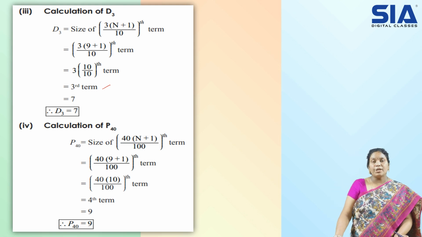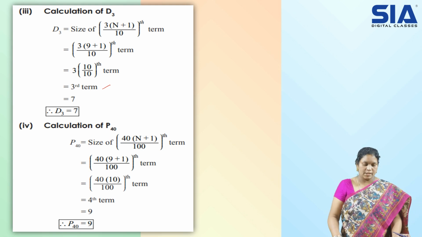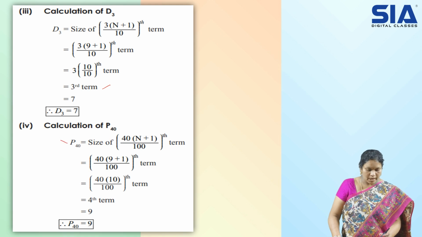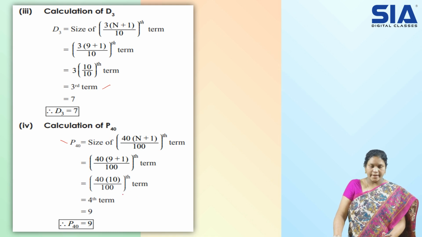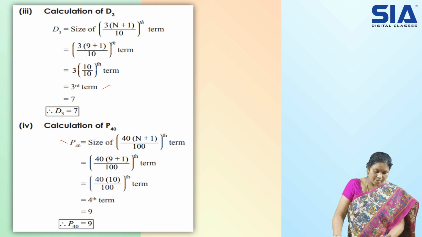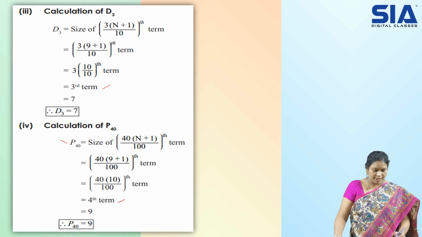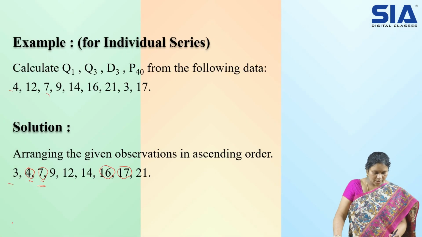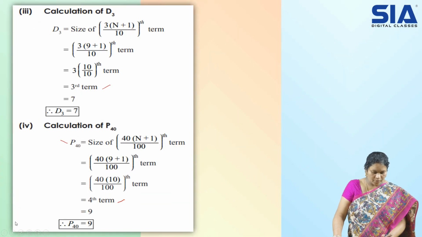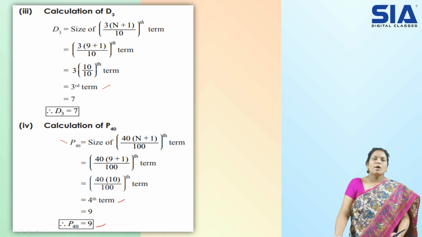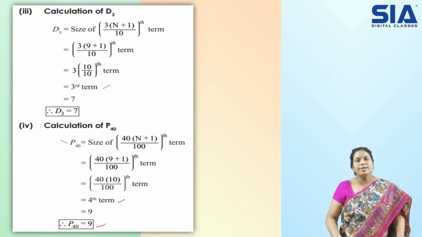Next, let us check it out for P40. Percentile, 40th percentile. Formula is 40 into n plus 1 by 100th value. Okay. So 40 into n, 9 we know, 9 plus 1, by 100. So 40 into 10 by 100, nothing but the fourth term. Here also an exact value you got, check it out. So go directly for the fourth term where we have arranged in ascending order. The fourth term is 9. So 9 becomes our P40. So this is how we'll do quartiles, deciles and percentiles for individual data.